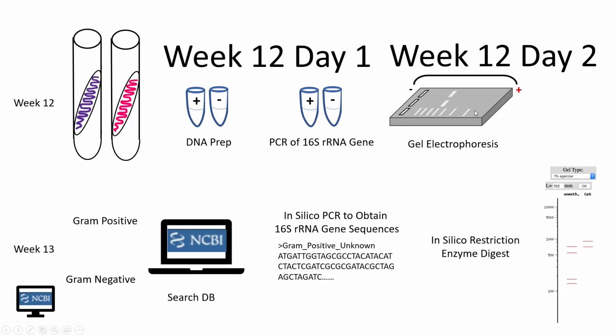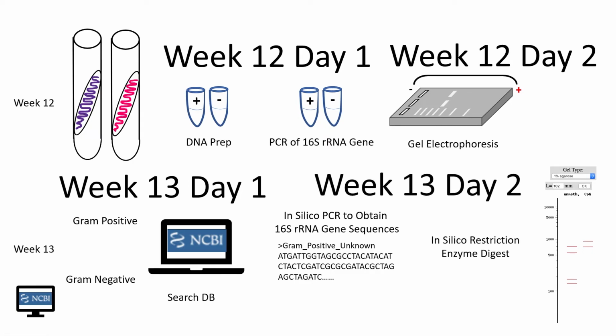Okay, week 13, day 1, we're going to go on NCBI and look up our 16S ribosomal gene sequence. We're going to get a big, nice, long sequence from our specific organism. So we should have our organism pretty well identified for both the gram-positive and gram-negative. We're going to figure out what our 16S ribosomal gene is, and then we're going to do an in silico restriction enzyme digest, which is a very big mouthful, which I have a hard time saying. So that's going to be our week 13, day 2.